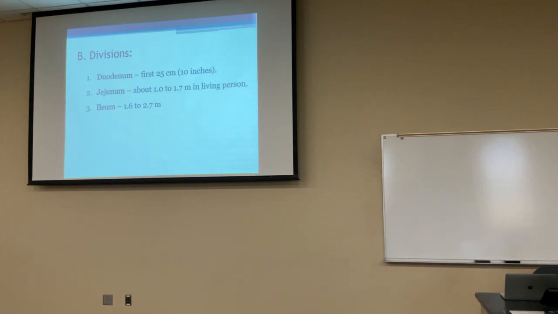So about the first 10 inches of the small intestine is the duodenum, which receives secretions from the liver and also the pancreas. Then the middle part is called the jejunum. The jejunum is about 1 to 1.7 meters in length in a living person. And then the distal-most part of the small intestine, and also the longest part, is the ileum. The ileum is about 1.6 to 2.7 meters long. The ileum is continuous with the large intestine. It connects to the large intestine.